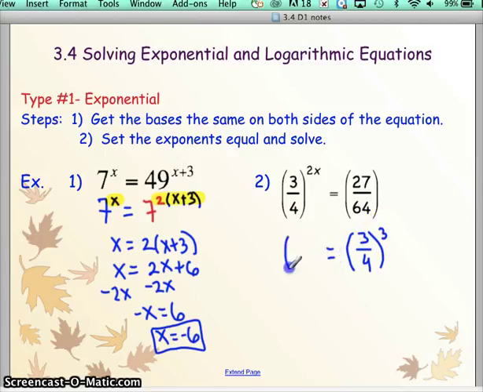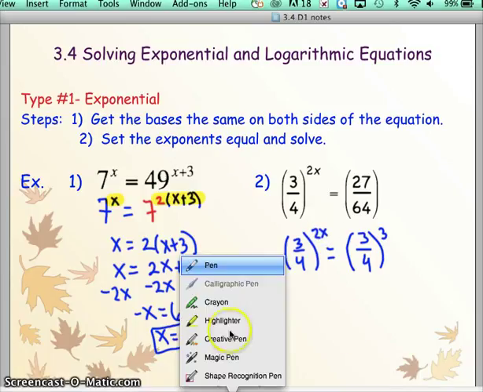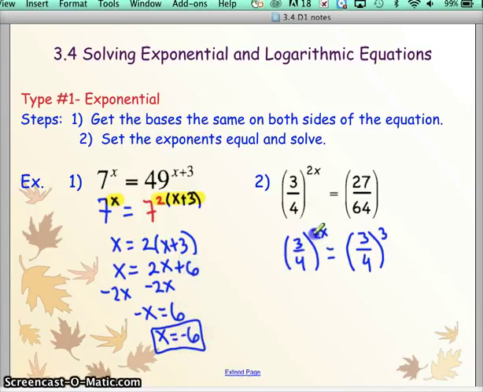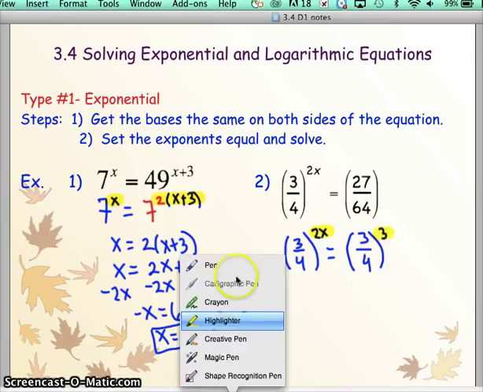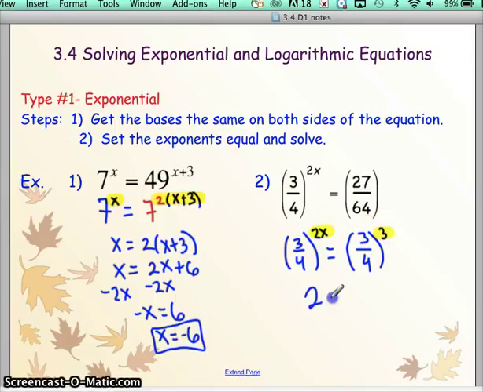Now they have the same base. So now I can set the exponents equal to one another. I can set 2x equal to 3, and then just get x alone by dividing by 2. x equals 3/2.